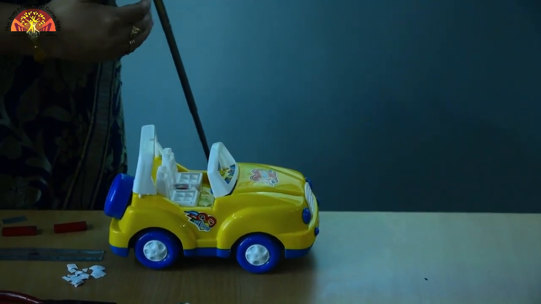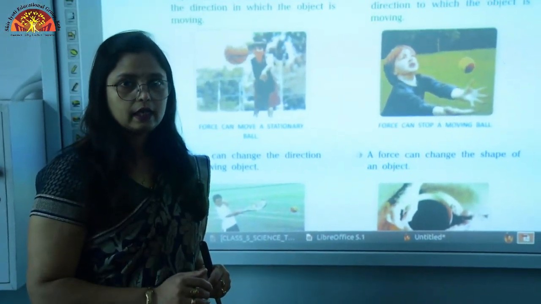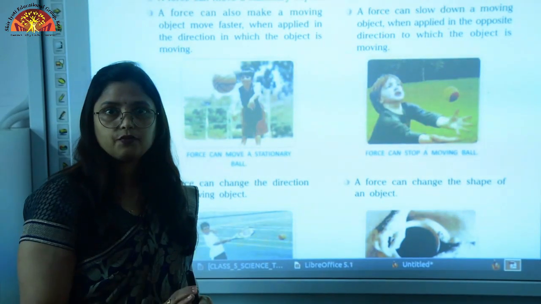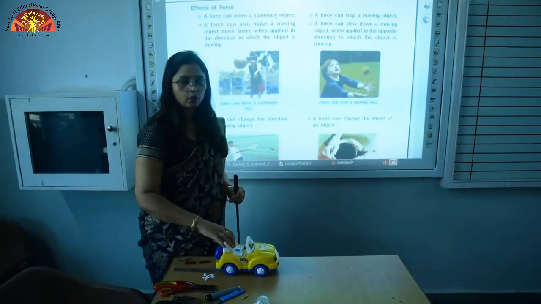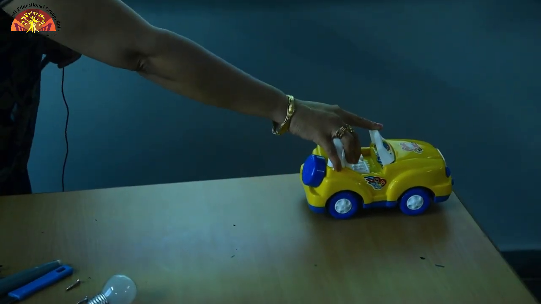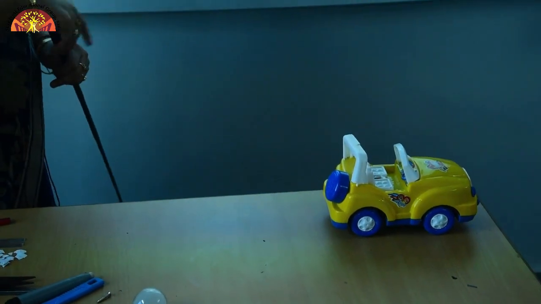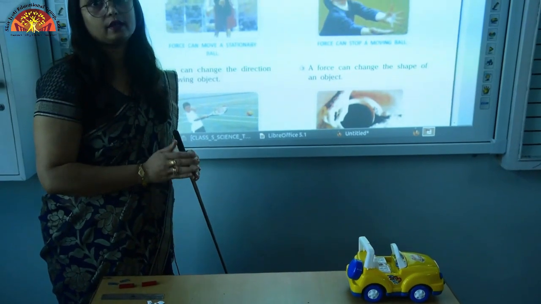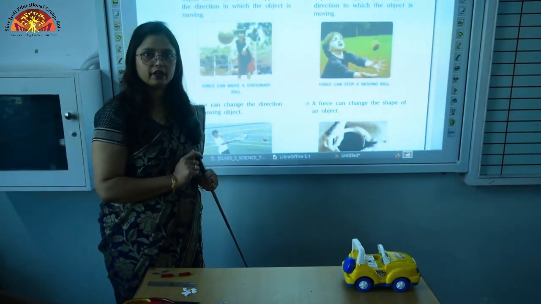Force can move a stationary object. Now secondly, if I apply force to this moving car, then it will stop moving. Let us see how it happens. See children, it is a moving car, but now I have applied force like this and this car has stopped now and it has become stationary. So this shows that force can stop a moving object. So these are the two effects of force.